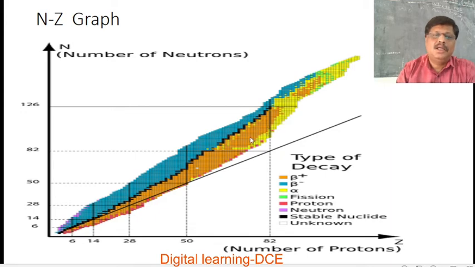The nuclei having a high neutron-proton number emit the alpha particle. See, this yellow color represents the elements which are emitting the alpha particle. The number of neutrons is represented along the y-axis, and the protons, that is the atomic number, are drawn on the x-axis. So here, this is the graph of neutron-proton ratio equal to 1.